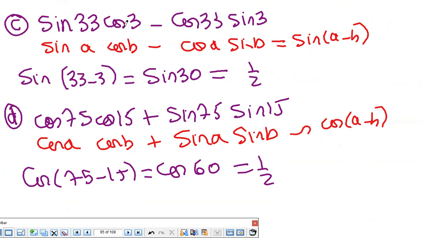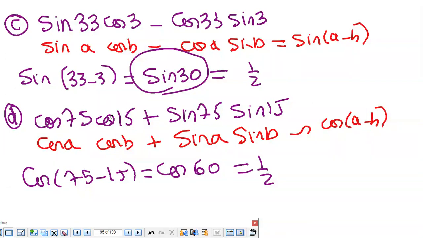Sine 33 cosine 3 minus cosine 33 sine 3. Here also, 33 and 3 are not angles that we know. But this one will remind you of sine A cosine B minus cosine A sine B. So this is sine A minus B. So this is sine of 33 minus 3. So this is sine 30 that I know from the unit circle, so it's half.